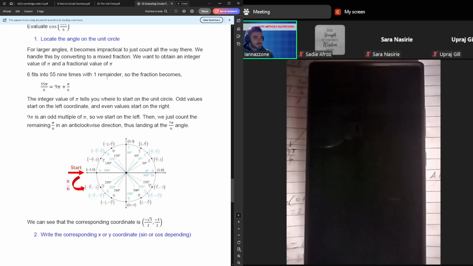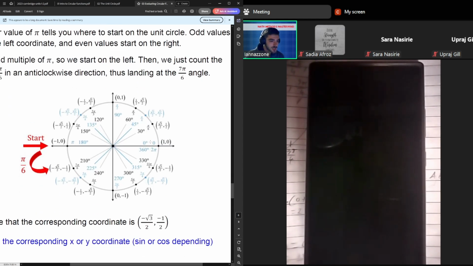Now, here's the hack. This integer value of pi tells you where to start on the unit circle. Odds are always on the left, evens are always on the right. The reason why is, if you imagine counting in terms of pi around the unit circle, you start at 0, this would be pi, half a circle, this would be 2 pi, a full circle, and then from there you just keep going: 3 pi, 4 pi, 5 pi, 6 pi. You'll notice that all the evens are on the right, all the odds are on the left.